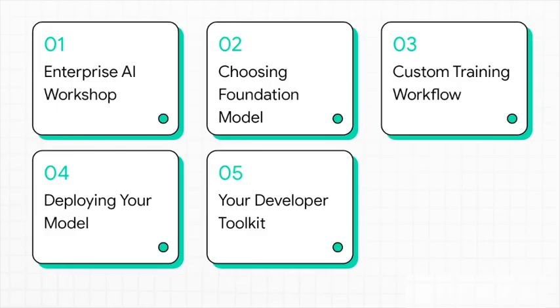So here's our game plan. First, we're going to take a tour of the workshop itself. Then we'll talk about how to pick your blueprint, your foundation model. After that, we'll look at the assembly line for doing custom training, then how to flip the open for business sign by deploying your model, and finally, we'll check out the developer toolkit you get to work with.